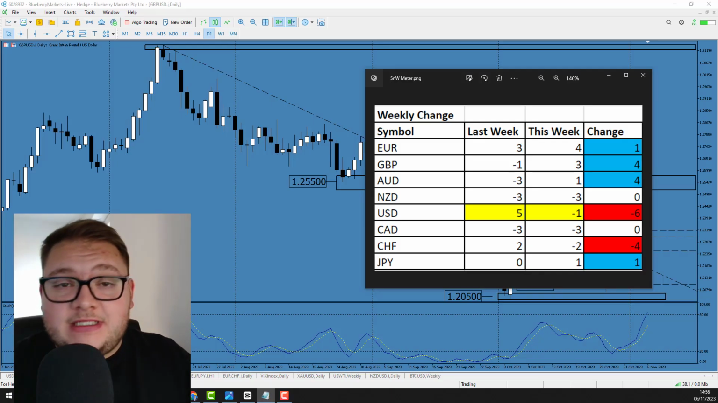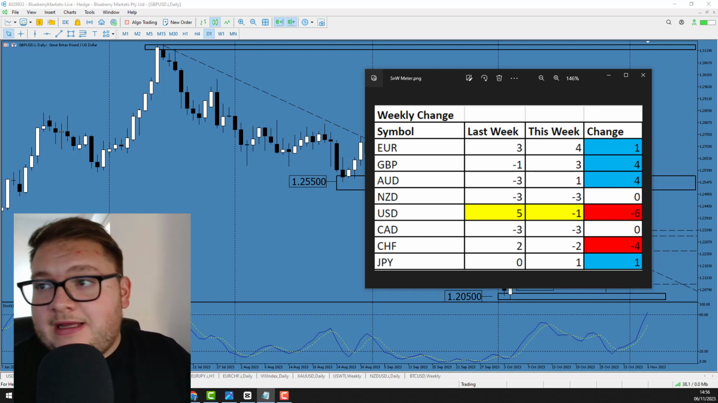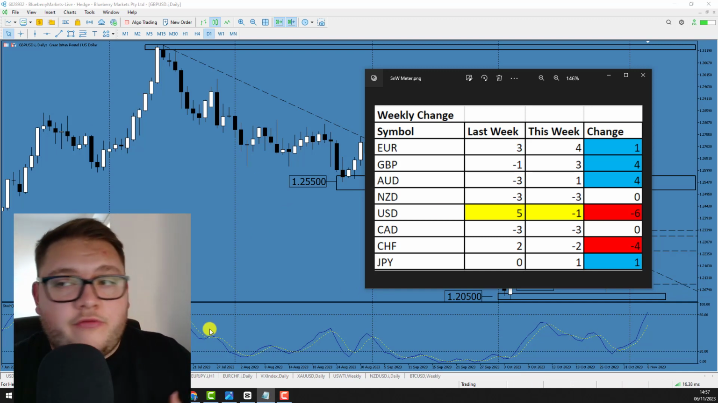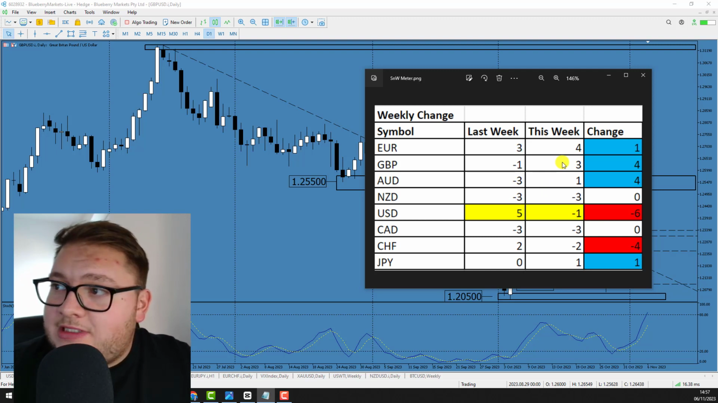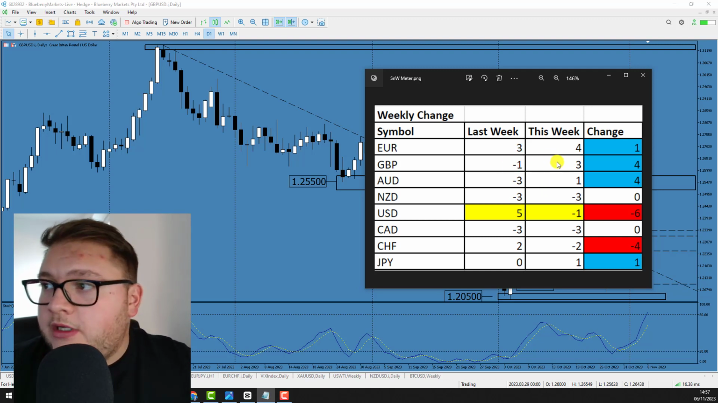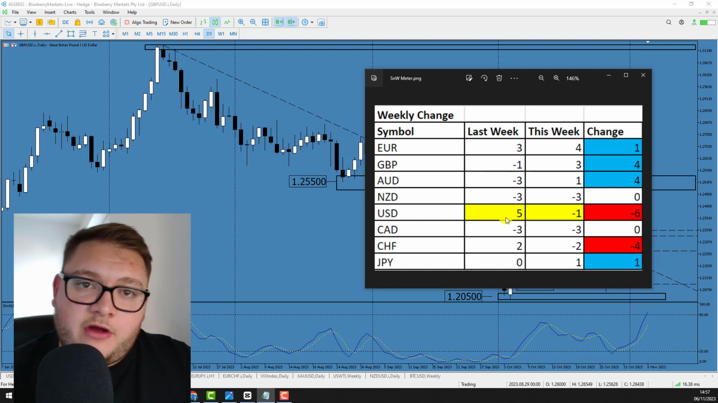So let's dive in. Why are we taking a look at cable today? Well, there were some interesting developments last week in the fundamentals, as well as the currency strength meter pushing us in that direction. We can see here from the currency strength meter that the pound was one of the strongest currencies last week, moving from -1 to +3, and the US dollar fell from the +5 area, reversed and landed at -1. So big change to the US dollar.